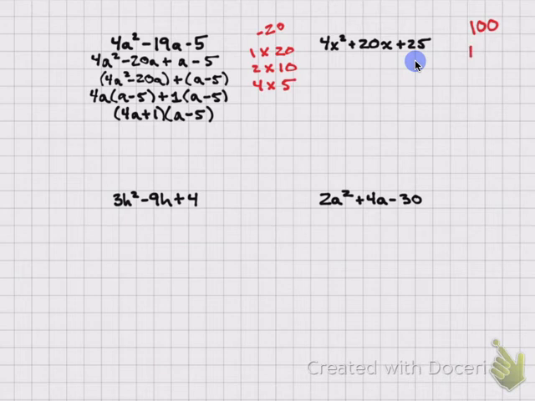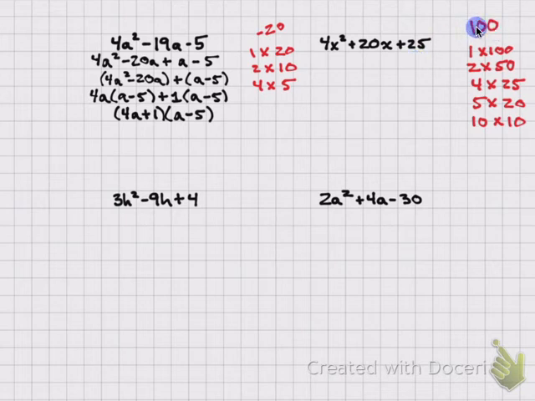So we've got 1 times 100. Let's see, 2 times 50. 4 times 25. 5 times 20. 10 times 10. All right. So now we've got to see, are there any factors of 100, numbers that multiply to give 100, that add to give 20? Yeah, I think positive 10 and positive 10. Let's do it. So let's split this 20x into plus 10x and plus another 10x. So we'll rewrite this as 4x squared plus 10x plus another 10x plus 25.